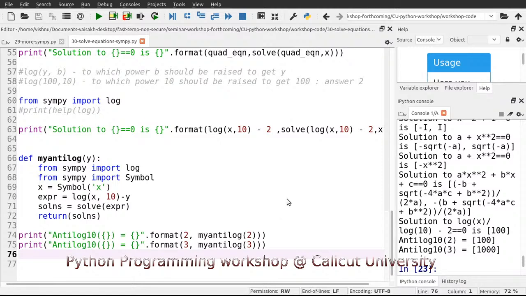Okay, this is how we can solve equations as well as expressions using symbolic Python. Now suppose that we have a multi-variable equation, equations involving more than one variable.